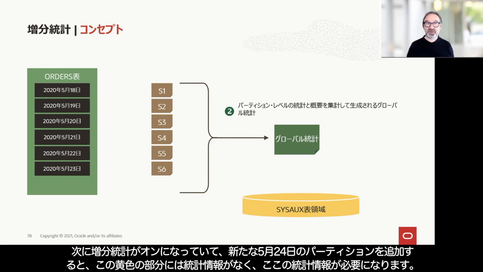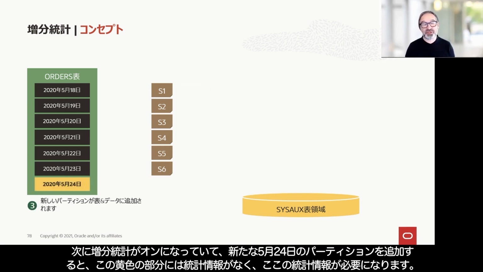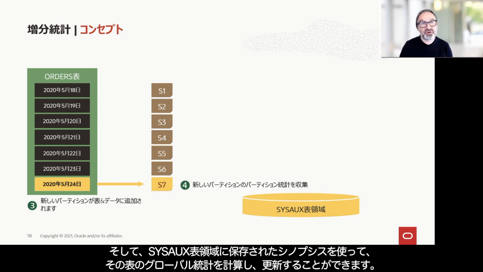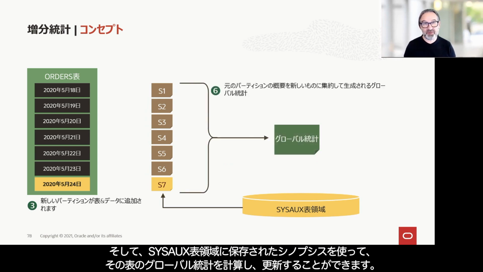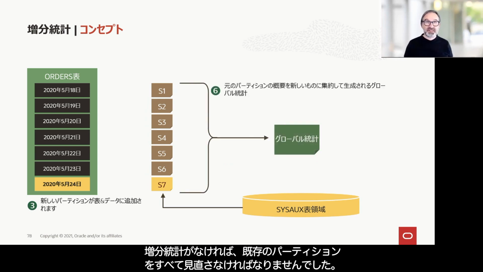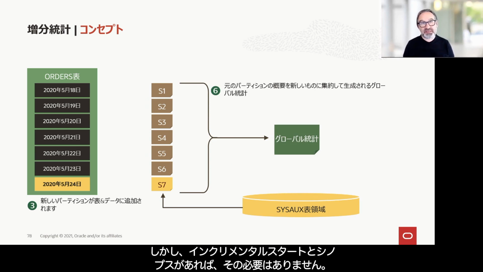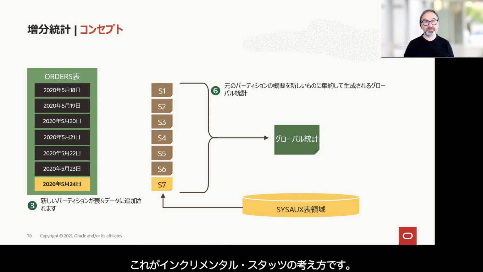So far, so good. But when incremental stats are on and we now add a partition, here the yellow partition for May 24th has no statistics, and we now gather statistics for this partition, and with the synopsis stored in the SYSAUX tablespace, we can now calculate and refresh the global statistics for that table. Without incremental stats, we would have to revisit all the existing partitions, but with incremental stats and the synopsis, we don't have to do that. This is the idea of incremental stats.